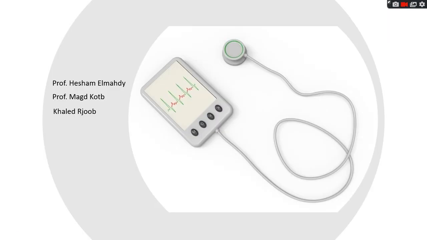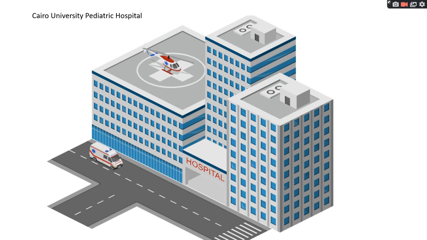So a group of researchers, led by Professor Hisham al-Mahdi, Professor Majd Qutb, and Khalid al-Joub, developed a digital stethoscope that can detect 6 different congenital heart diseases and 3 different lung diseases. This work started in 2015 and ended in 2016.